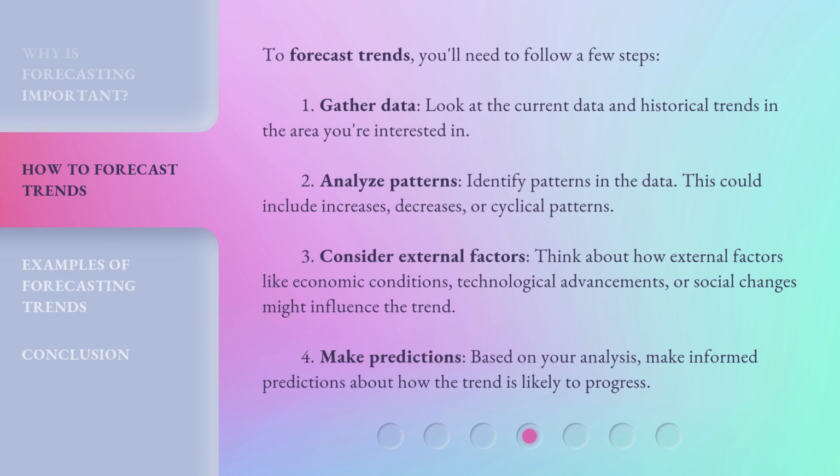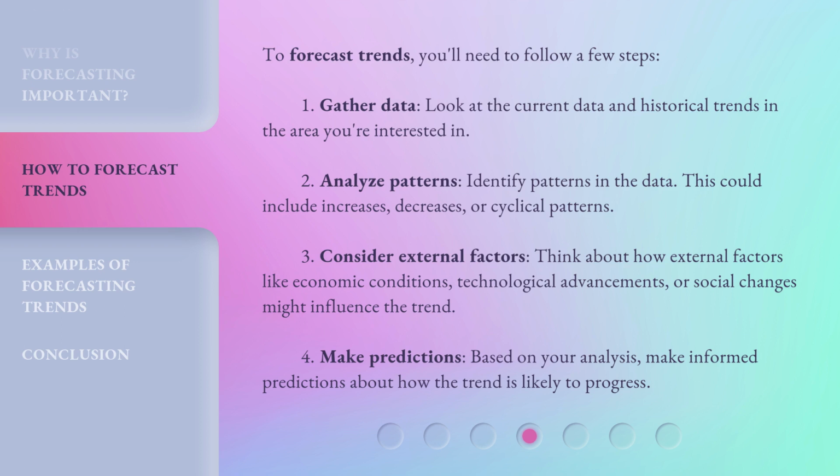To forecast trends, you'll need to follow a few steps. 1. Gather data. Look at the current data and historical trends in the area you're interested in. 2. Analyze patterns. Identify patterns in the data. This could include increases, decreases, or cyclical patterns.